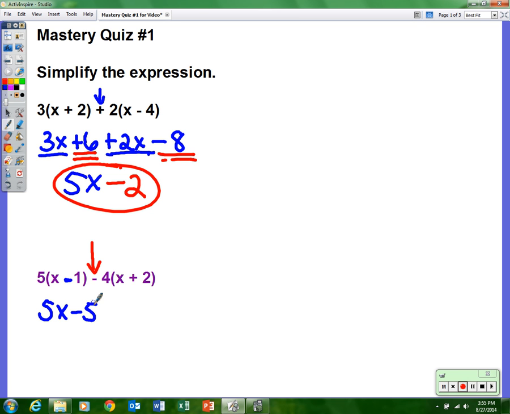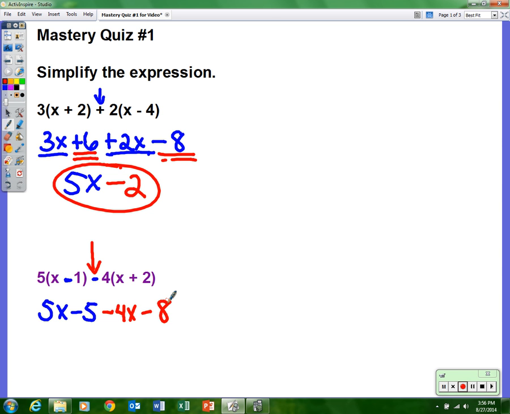Now, this is a minus 4 in front. That minus is going to be distributed along with the 4. So it's kind of like having a negative attached to it. So a negative 4 times x would be minus 4x. And a minus 4 times a plus 2 would be a minus 8.